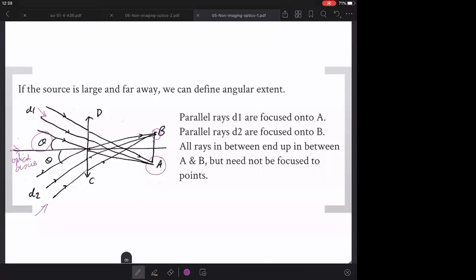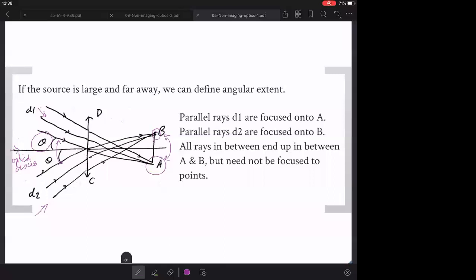Then by the previous principle, which is also referred to as the edge ray principle, which we'll come back to shortly, any rays in between these angles from minus theta to plus theta will end up between A and B. So the same condition that we just talked about in the previous slide is equally applicable, not just in space, but also in angle as well. Of course, they need not be focused, so they're not imaged, but they're simply somewhere in between.